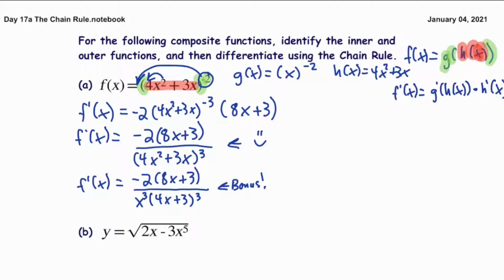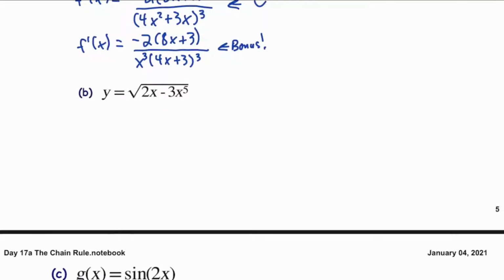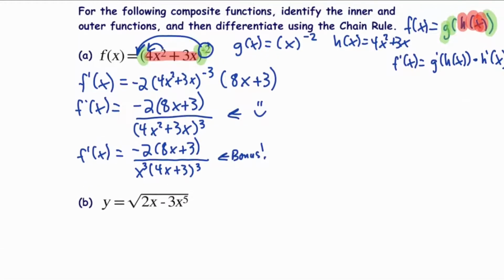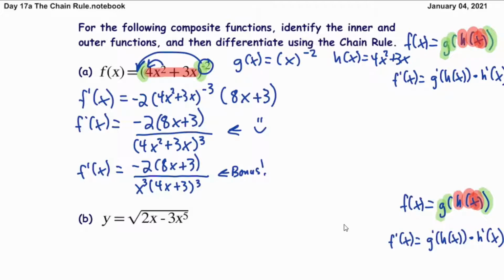All right, let's take a look at our second question. We have y equals root 2x minus 3x to the power of 5. That looks delightful. I'm going to copy my formula down for a moment so I can still view it while I work. All right, let's keep going.